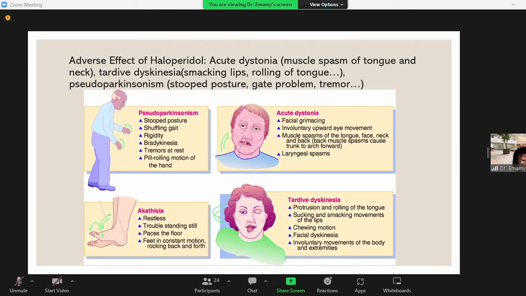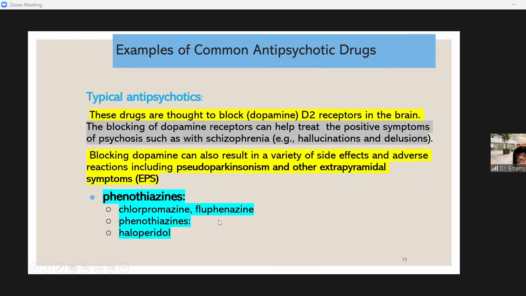So haloperidol, typical antipsychotics, specifically haloperidol, that is the stronger one, or fluphenazine, they may cause extrapyramidal syndrome.